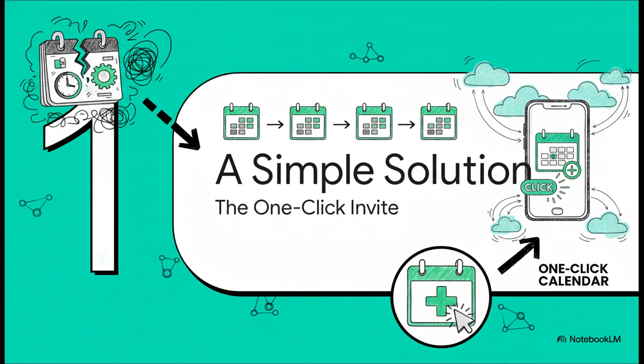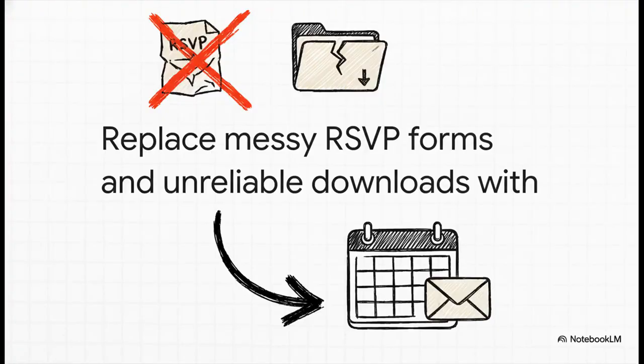Well, the answer lies in some pretty clever tech that's designed to do just one thing and do it really, really well. So the core idea here is incredibly simple, but it's so powerful. Instead of sending people to some random form or telling them to download a file, you give them a link. And with one click at that link, it sends a real native calendar invitation straight to their inbox. You know, just like the kind of invite you'd send to a coworker for a meeting. But this works for anyone, anywhere.